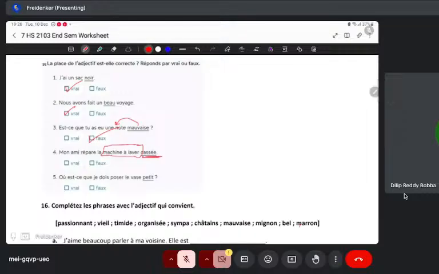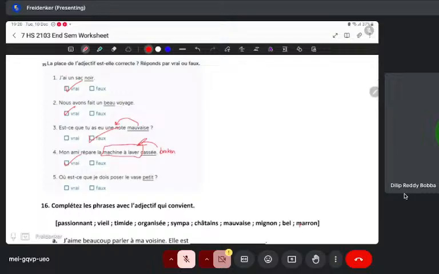Cassée. I think it's true. But why am I thinking it's true? I think it's because it's trying to describe what kind of a washing machine it is. But let me first verify. Okay, machine à laver is indeed washing machine because laver means washing. And cassée, let me see what is cassée. Broken. So cassée is broken.